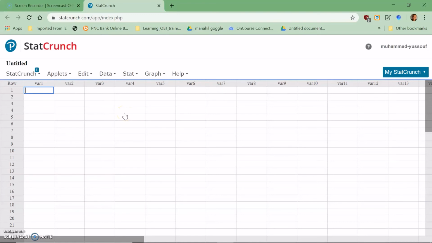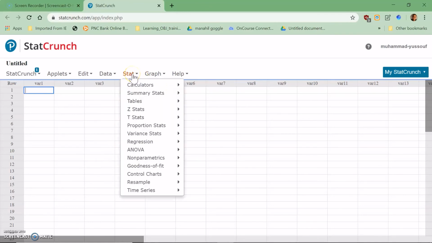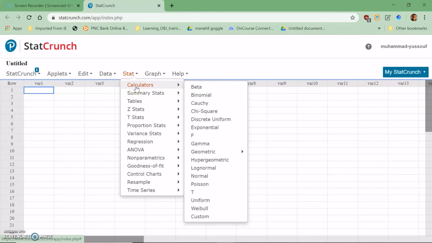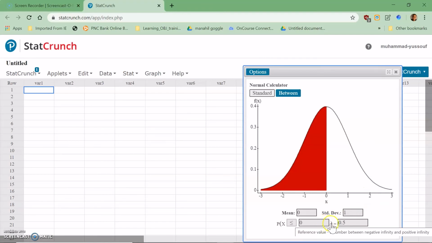Now let us see how we can solve this problem using StatCrunch. I already launched StatCrunch. What you're going to do is go to Stats, then Calculators, Stat Calculators, and in the list of these calculators, go to Normal distribution. Normal, right? Let's understand what it is saying. You have to enter these values. What is the mean? Our mean is 0. And what is the standard deviation? Our standard deviation is 1. You know that because this is a standard normal curve, right?